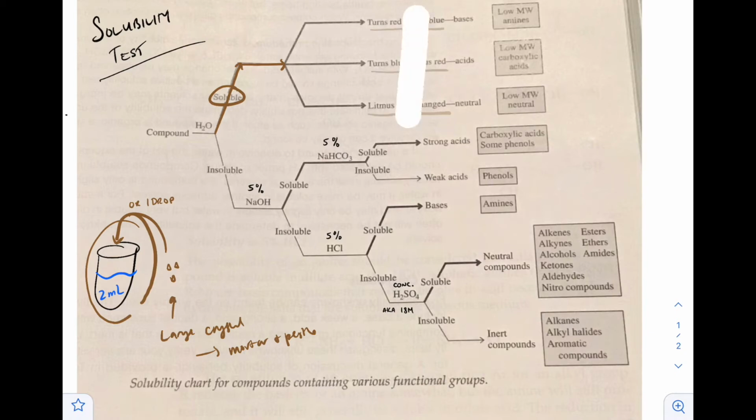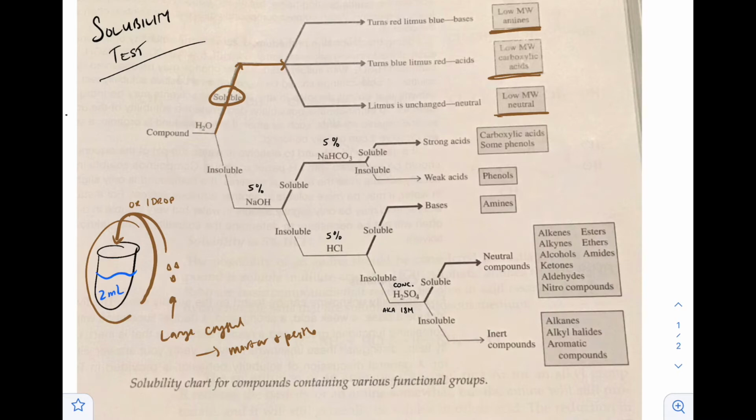You don't necessarily have to use red litmus or blue litmus. You could use universal pH paper, where it's going to change a variety of colors. If it's red, it's acidic, and if it's green or yellow or blue, those are different pH levels. It gives you more specific pH readings. Essentially, you use the pH of that solution to help you identify what it is. So it could be a low molecular weight amine, carboxylic acid, or a neutral compound.